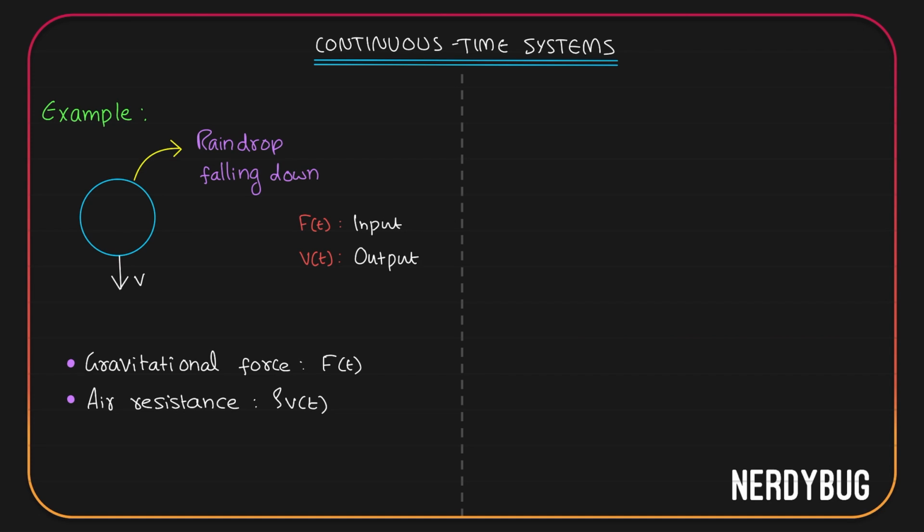Let's take a look at another example. We have a raindrop over here and it is falling down. Its velocity at a particular time is v of t and it is falling down due to gravity. So we'll take the gravitational force F of t as the input and we're taking the velocity of this raindrop at a particular time as the output. Now, you know that when a raindrop is falling in the air, gravity is not the only force that acts on it. There will be air resistance also.